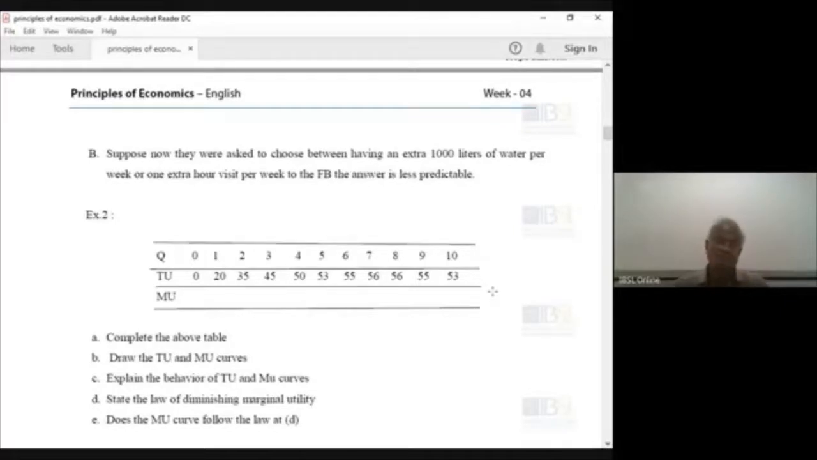2 oranges, total 35. 3 oranges, 45. 4 oranges, 50. Like that, 10 oranges, 53. Now you have to calculate marginal utility.